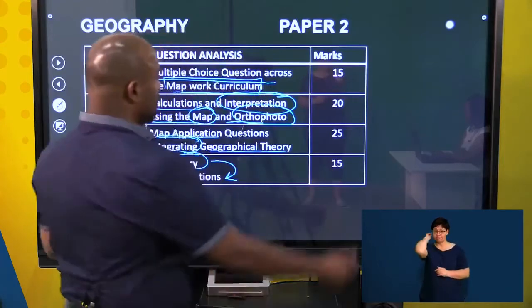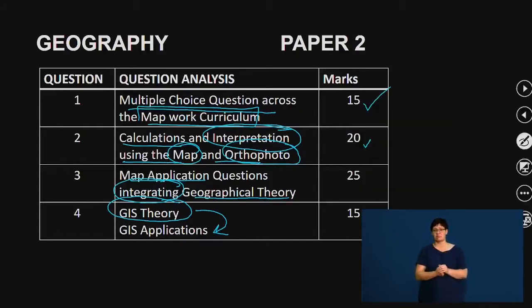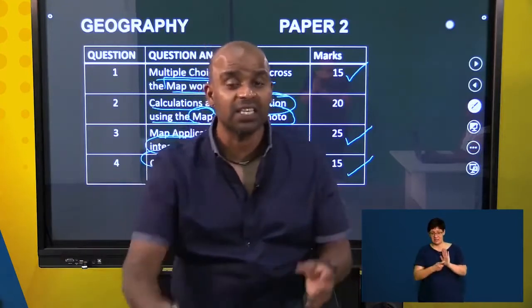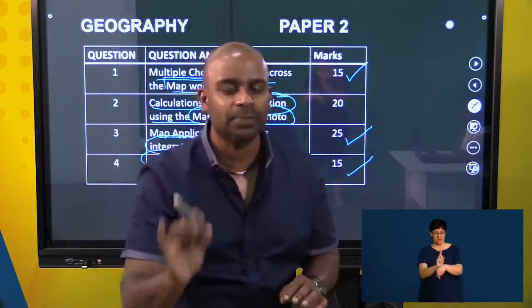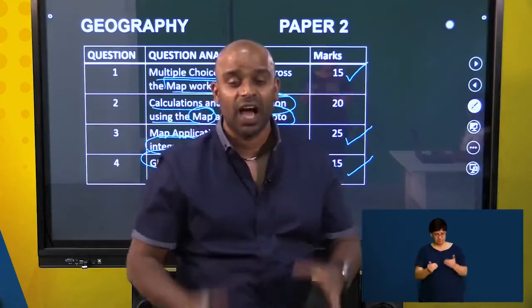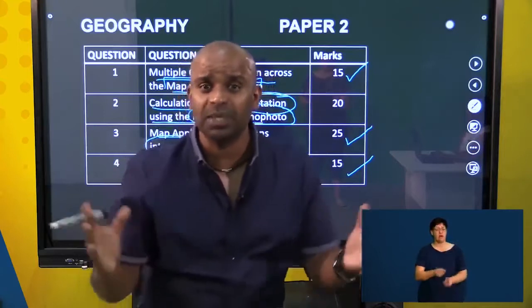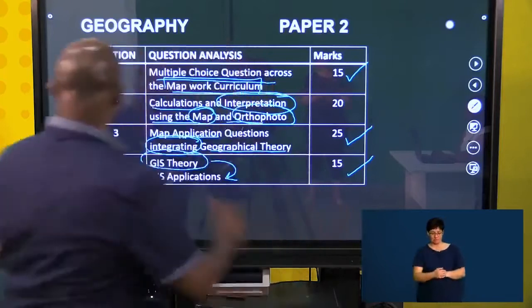Note the totals. Your multiple choice questions are of 15 marks, the calculations for 20 marks, the applications for 25, GIS for 15. This simply means that you have a total of 75 marks to be answered in 1.5 hours, 90 minutes. So time management is crucial in this examination. How you manage your time in answering all these questions is also going to determine how successful your responses are. Let's go further.